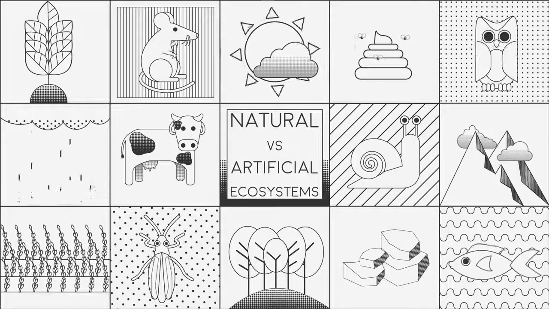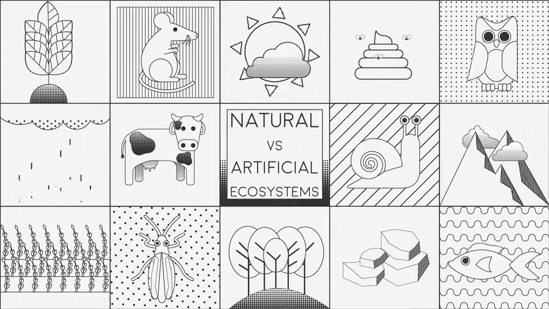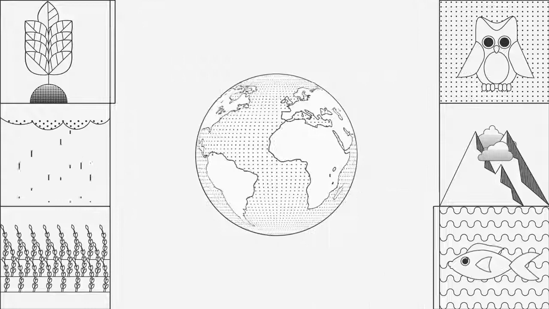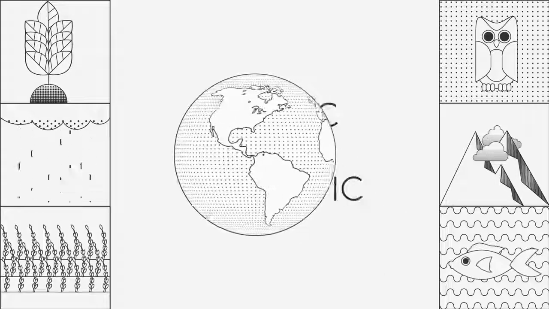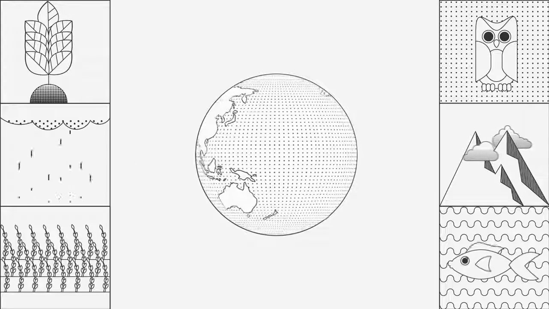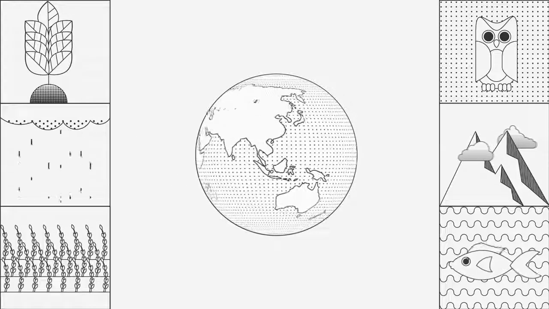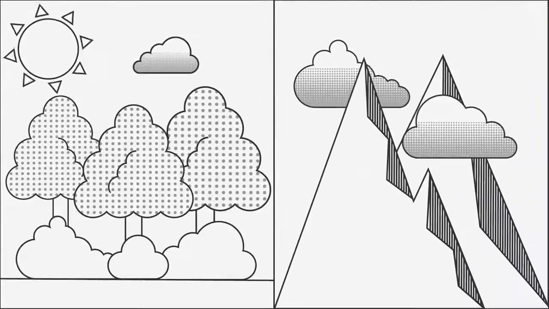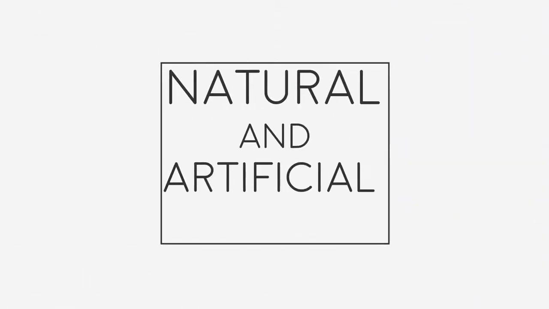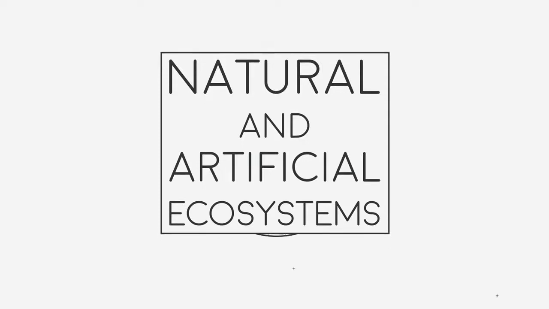Natural versus artificial ecosystems. An ecosystem can be defined as a large, highly interconnected area of the planet that is composed of several different biotic and abiotic components. A good example of an ecosystem would be an entire forest or a mountain range. In this video, we will look at the difference between natural and artificial ecosystems.